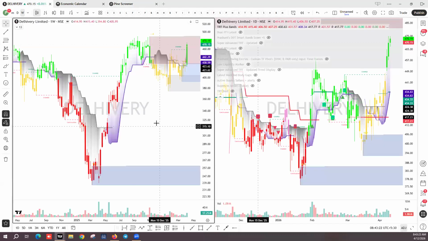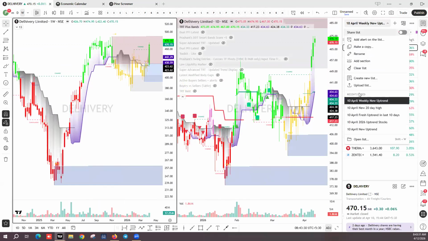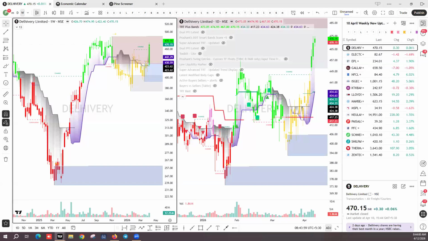Now, first we'll go to the weekly stock list. I had already saved all the lists. So 10 April weekly new uptrend, 10 April new 20-day high, 10 April fresh uptrend in last 10 days. So I have screened for those stocks where a new uptrend has started in the last few days. Then uptrend stocks, whichever are the stocks which are in uptrend, that is a different list, and new uptrend. So there will be 43 names in this. So first we'll check those stocks which have started uptrend in the weekly chart.